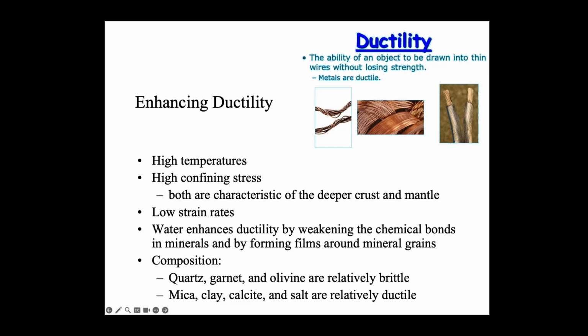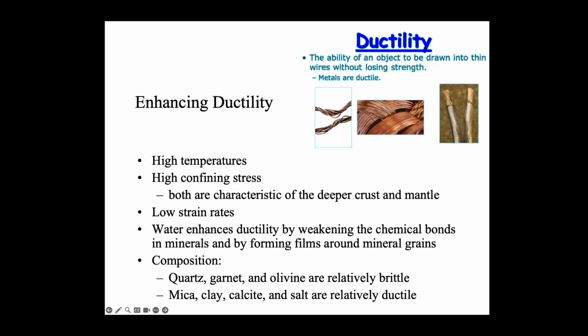Right. So ductility. Ductility is the ability of an object to be drawn into thin wires without losing strength. That's an engineering description, but obviously there are elements of that definition that can be used for rocks. So rocks are more ductile when they're hot, when there are high confining stresses, and these are both characteristics of the deeper crust and mantle, and under low strain rates.